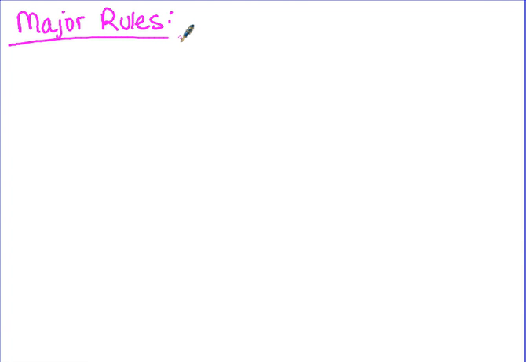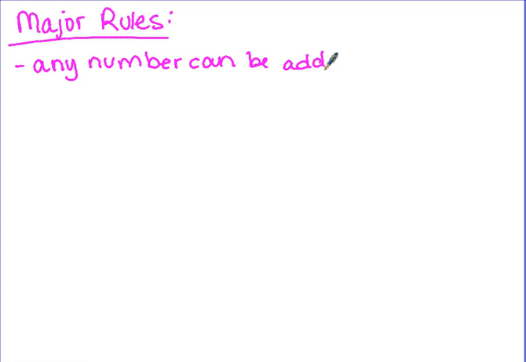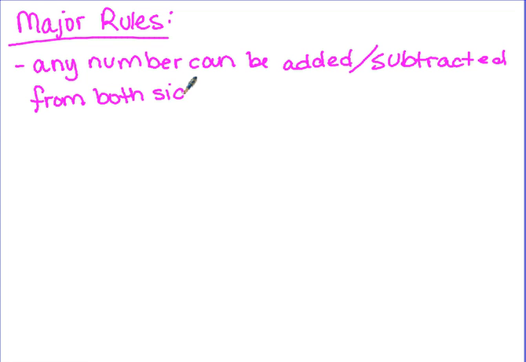The first rule in solving an equation is the addition-subtraction rule for solving equations. That rule is that any number can be added or subtracted to both sides of the equation without changing the solution to the equation.